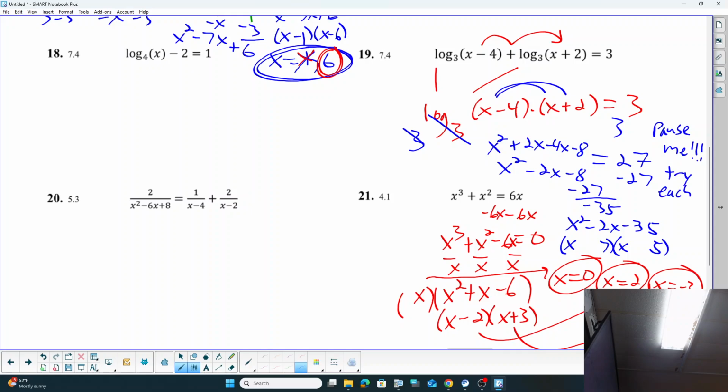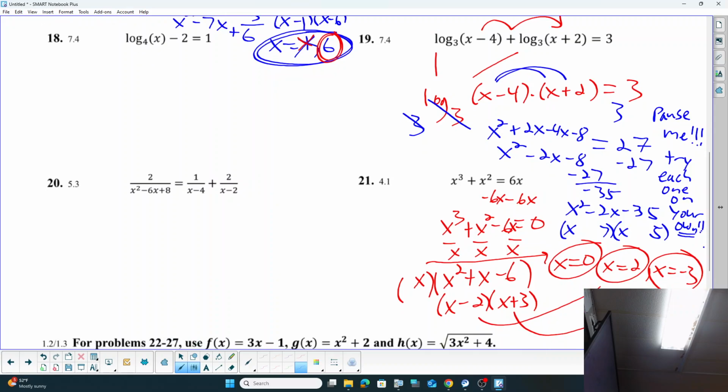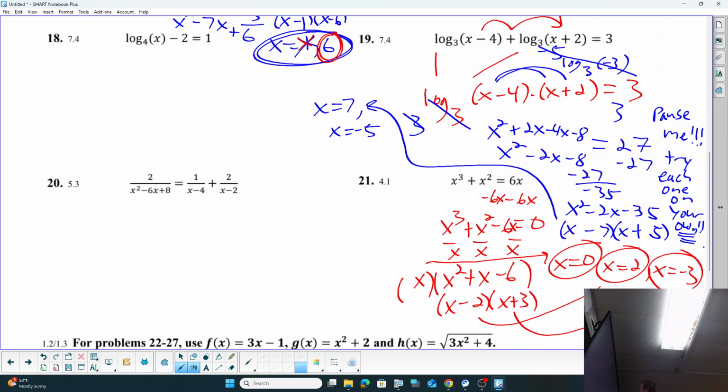Try each one on your own. Okay, so we probably have a sign. The middle term goes with the bigger number, so we should get x equals 7 and negative 5. So x equals 7 and x equals negative 5, because you change the signs. And can you do log of a negative number? No, you cannot, because that would be log base 3 of negative 5 plus 2, which is negative 3. That's not going to work.